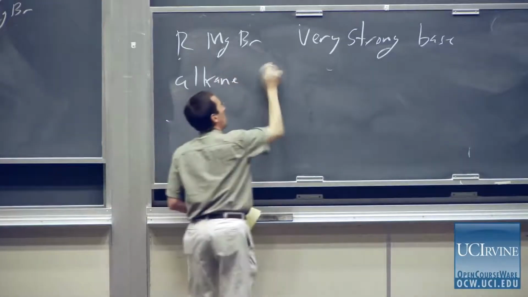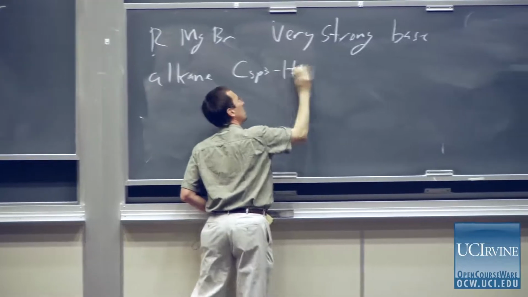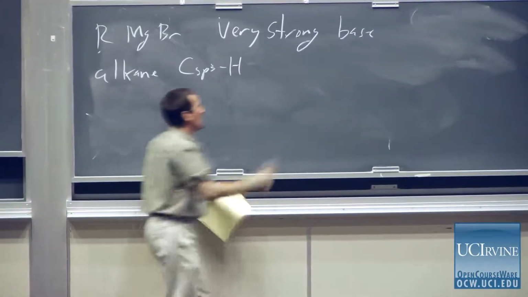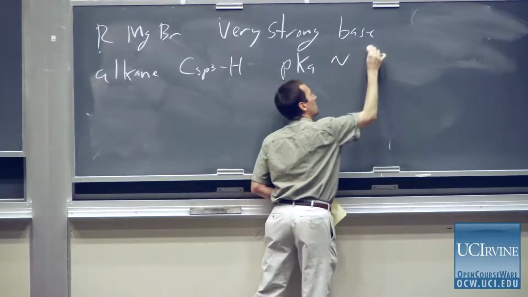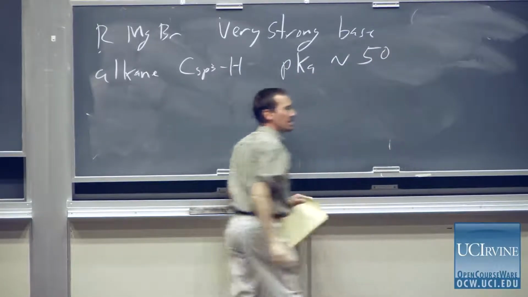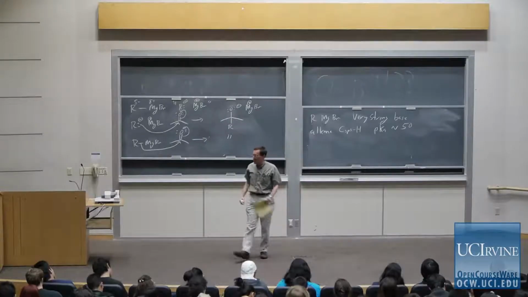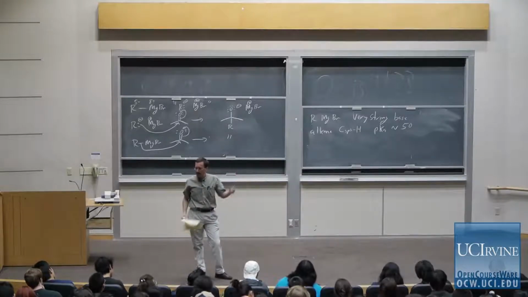In other words, where in the conjugate acid you have an sp3 carbon bound to a hydrogen, the pKa for such a hydrogen is about 50. That's about at the very end of the basicity scale. That's about as basic as you can get for a carbanion.